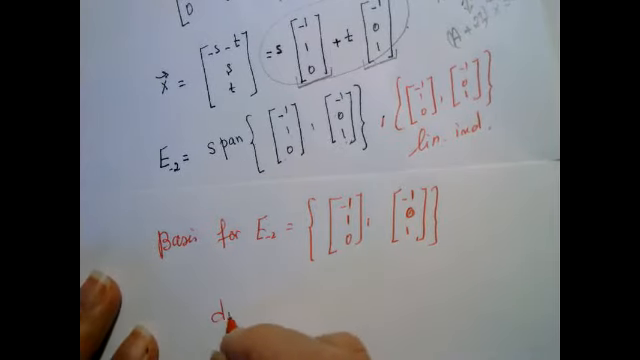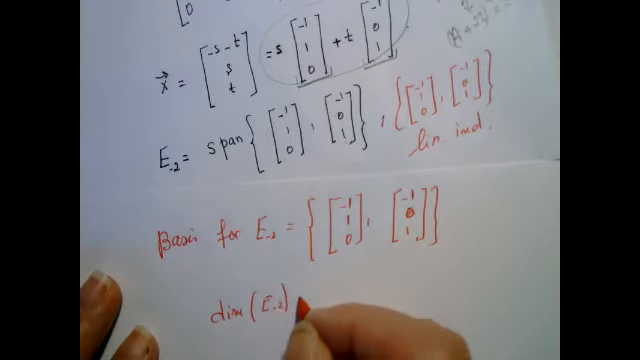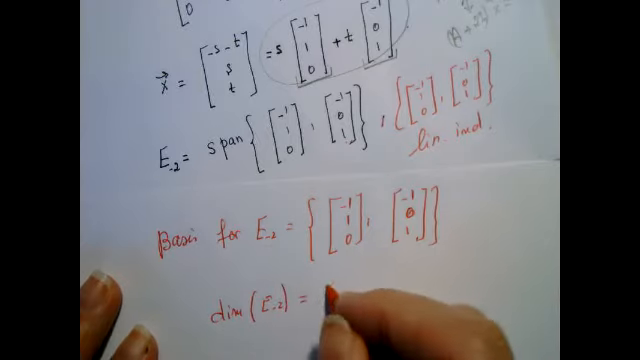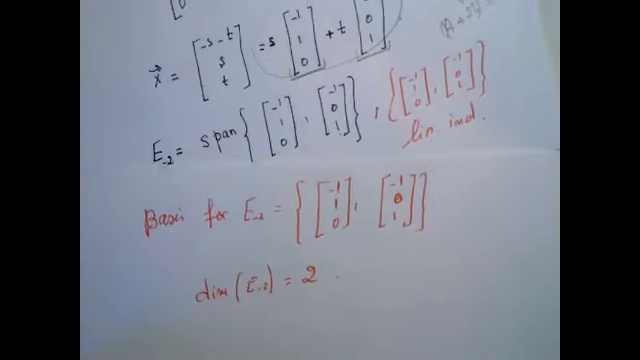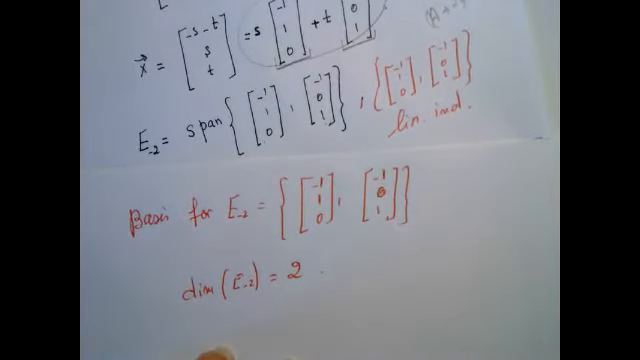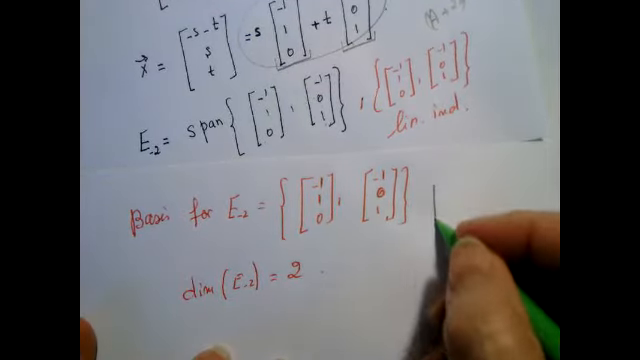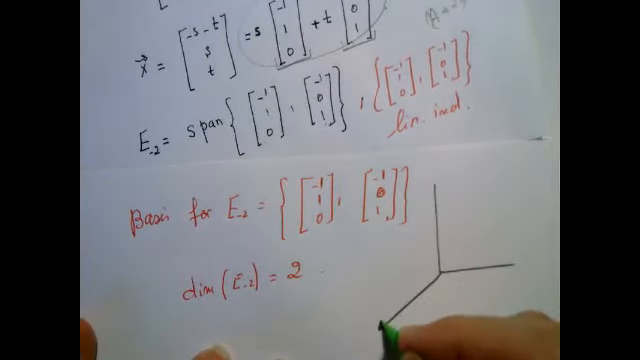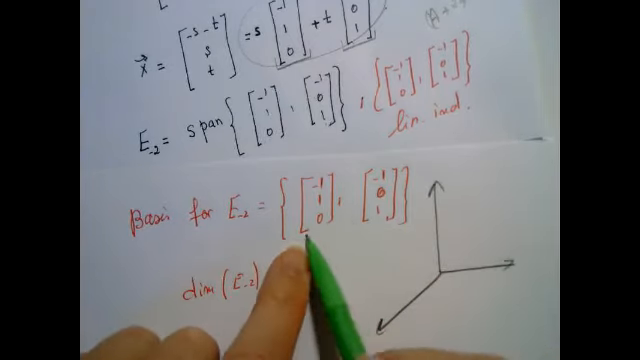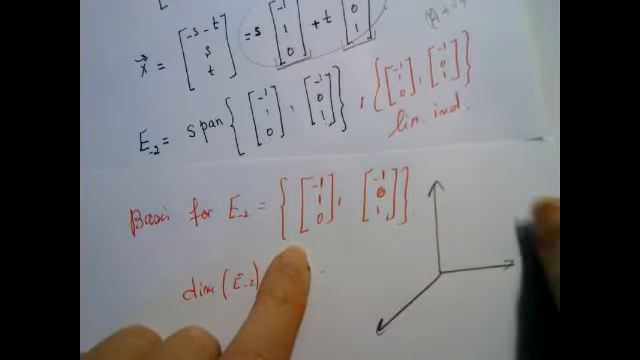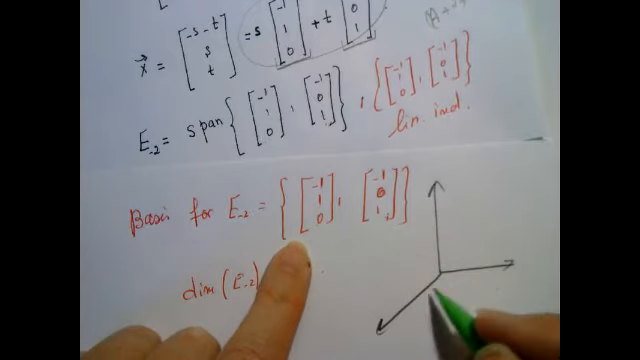And the dimension of E minus 2 is nothing more than the number of vectors in here, which is equal to 2. Okay. And geometrically, if you want, what this is telling me is that E minus 2 is nothing more than the span of those two vectors. Now I'm not going to draw them.